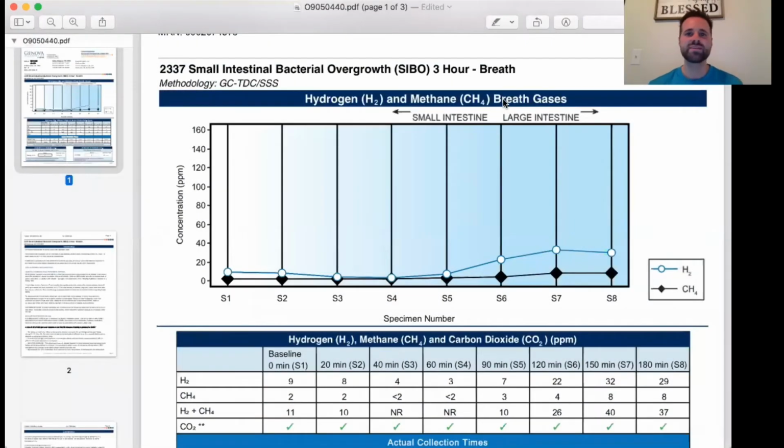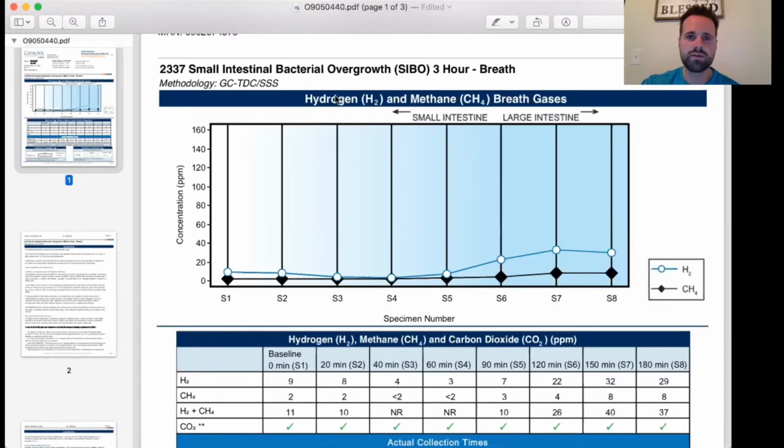Guys, Dr. Seamus here, and I'm going to be breaking down a sample report of a small intestine bacterial overgrowth 3-hour breath test. And this is actually a test that I got on myself. So this is my sample report here, and I just want to familiarize you guys with what this test specifically will show.